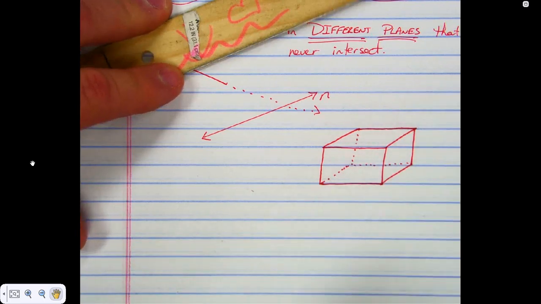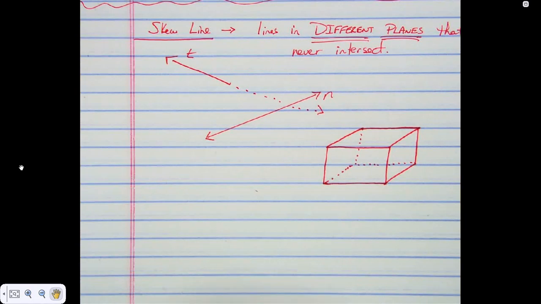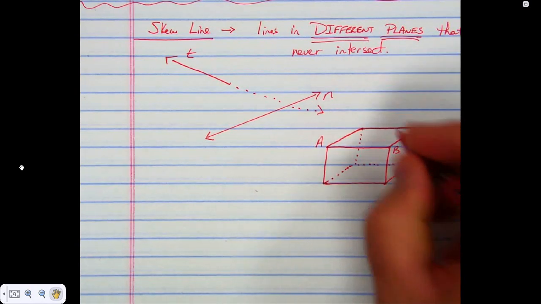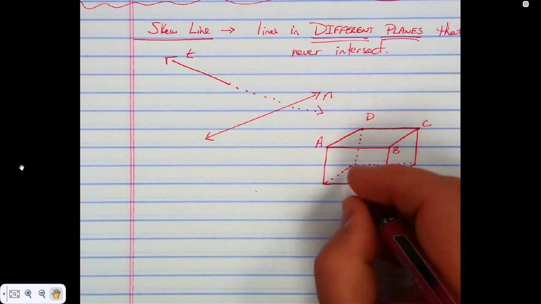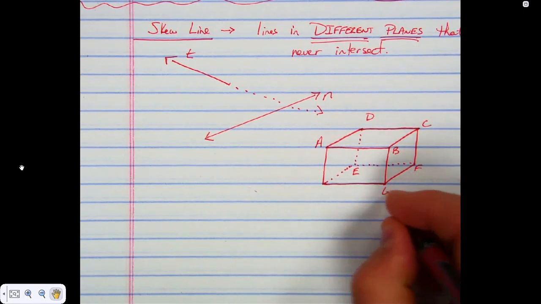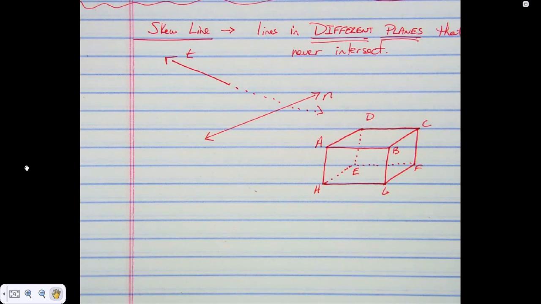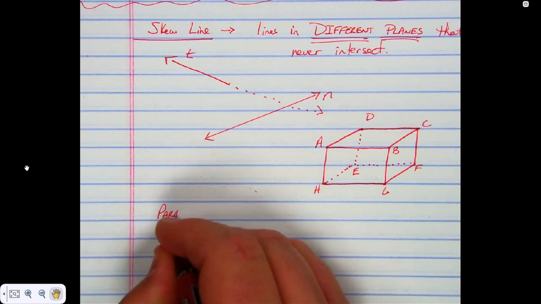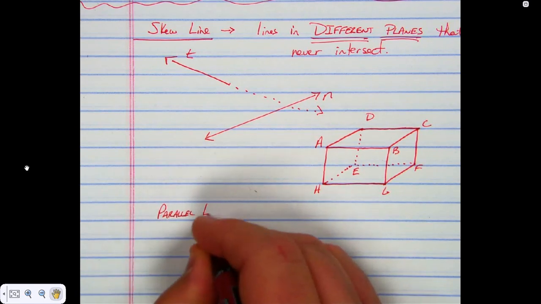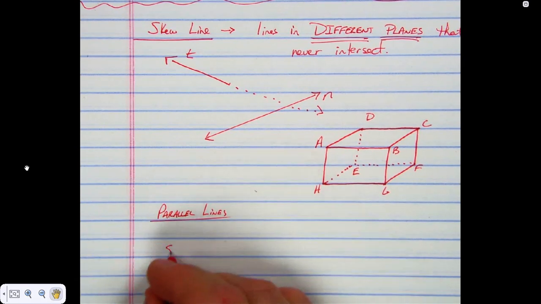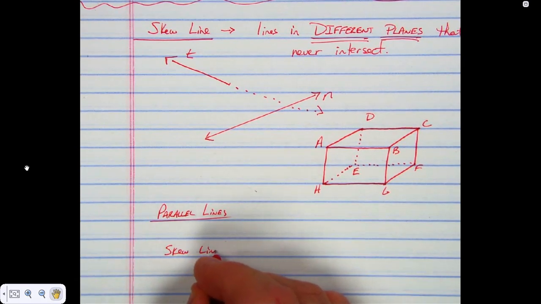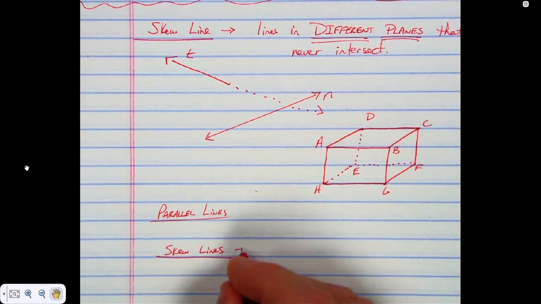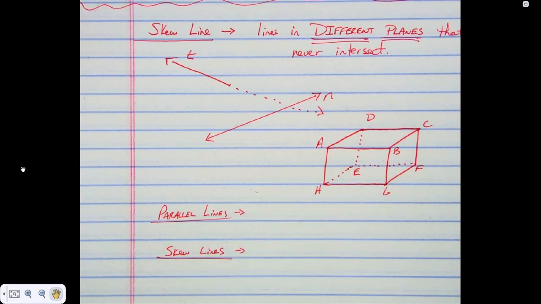The dotted lines represent things that I can only see looking through it, correct? Mm-hmm. Let's label this A, B, C, D, E, F, G, H. I want you to name me some parallel lines and some skew lines from this picture.